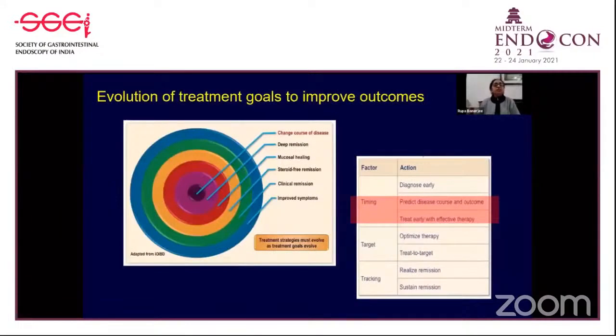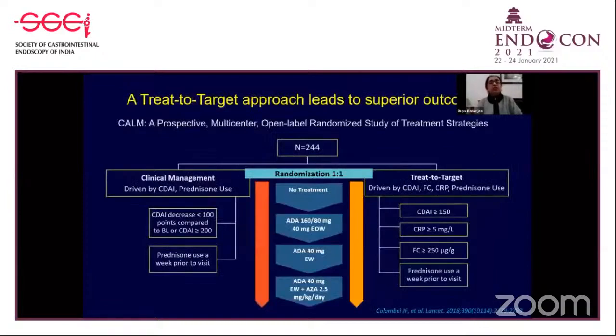Evolution of treatment goals has therefore happened with the advent of such easy technology to assess the colon. Today, we don't wait for only improved symptoms or mere clinical remission. We are looking for mucosal healing, deep remission, and the current trends are that perhaps that will change the course of disease. And how do we do it? The factors: timing, target, treat to target, reach that deep remission. And how do we track it? Realization and sustenance of remission is only by endoscopic evaluation. A treat to target approach leads to superior outcomes.